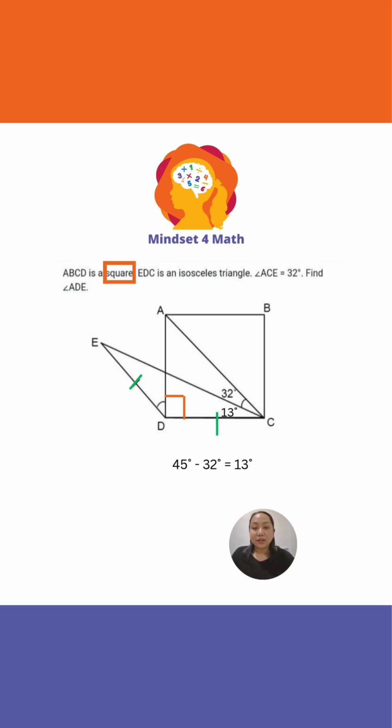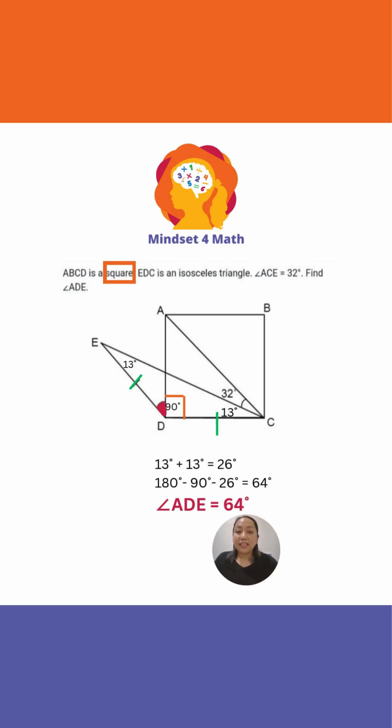Now let's take a look at the triangle EDC. And we said earlier that it's an isosceles triangle. So the sides CD and ED are equal. Since the base angles of an isosceles triangle are equal, we can also say that the angle DEC is equal to 13 degrees.